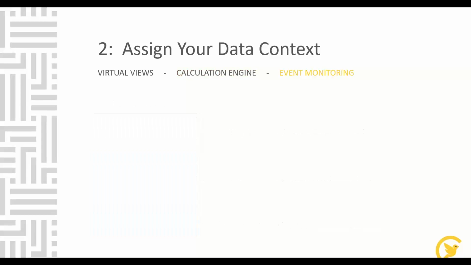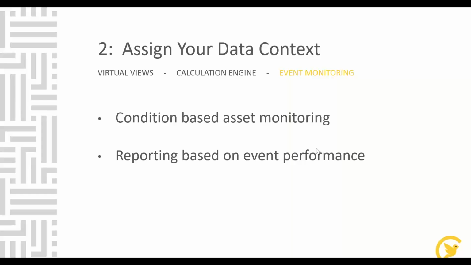You also have event monitoring, condition-based asset monitoring. Like we just mentioned, if something happens, you can put an alert, for example if a particular boiler hits a temperature of 220 degrees Fahrenheit. You can also do reporting based on event performance: if anything hits a particular condition, you can automatically send reports to the operators, admins, clients, or the data expert who analyzes the situation. This can also work like an automated workflow.